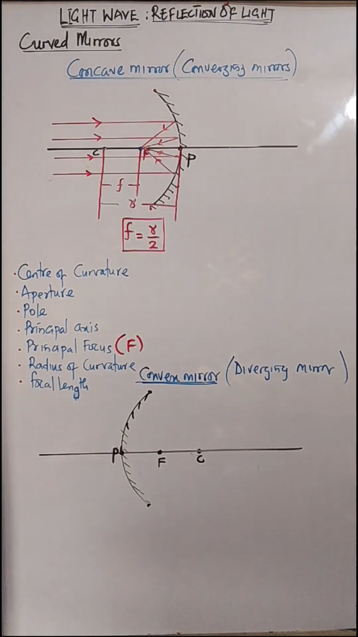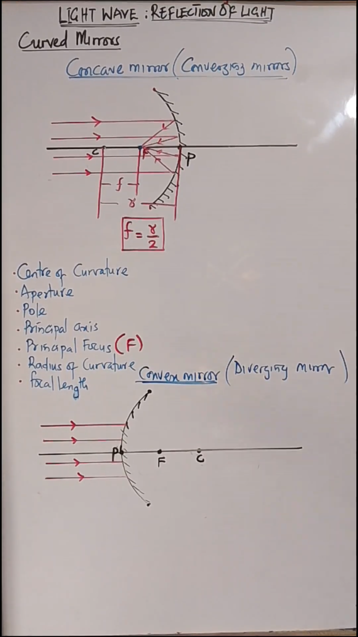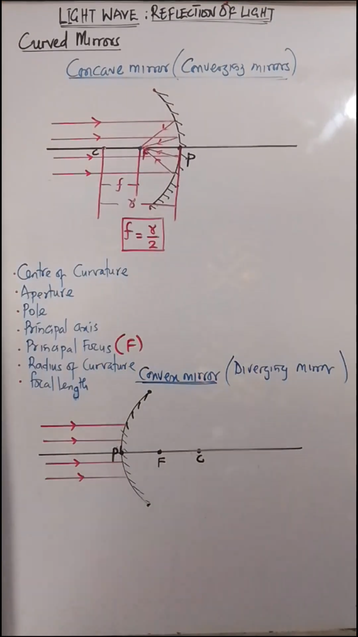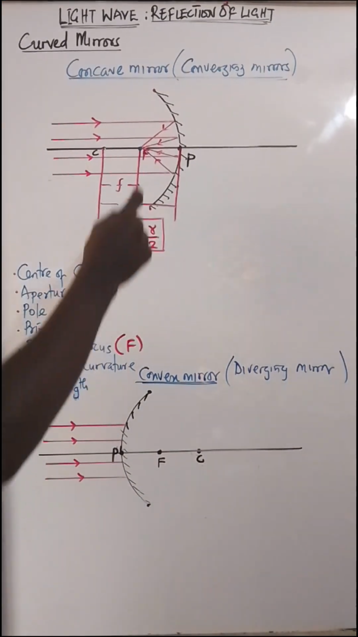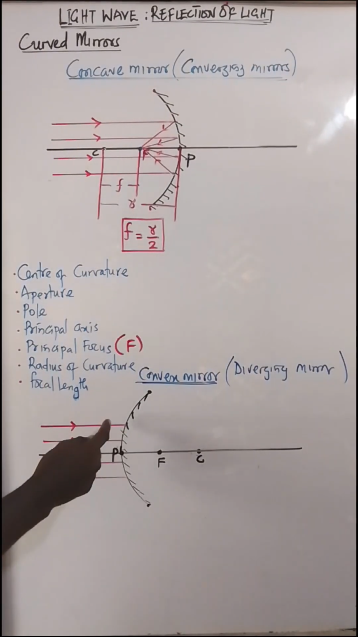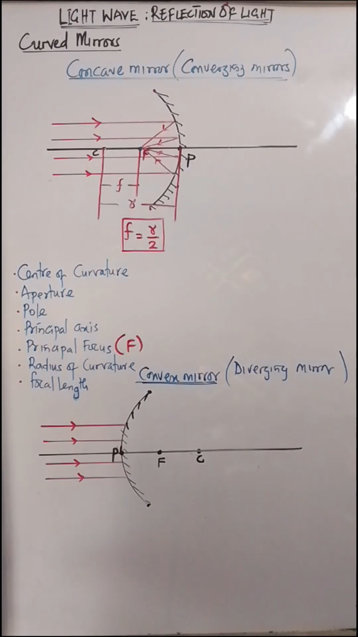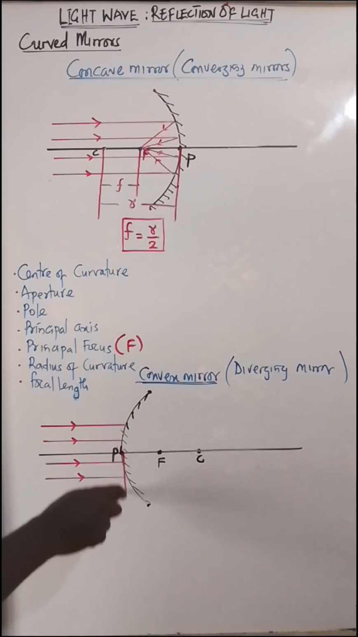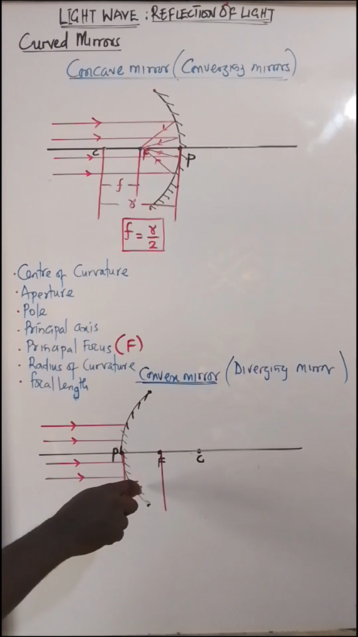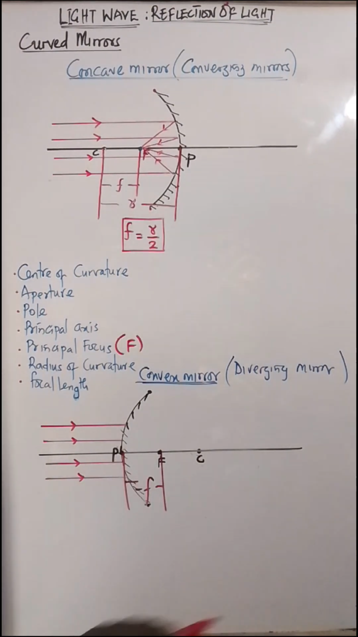Now let's suppose we have parallel rays coming towards this mirror. Unlike the concave mirror, where after reflection they met at the principal focus, here the principal focus is outside the mirror. So in this case the focal length, which is between the pole and the focus, is going to take a negative sign, minus f, because it's at the back of the mirror.